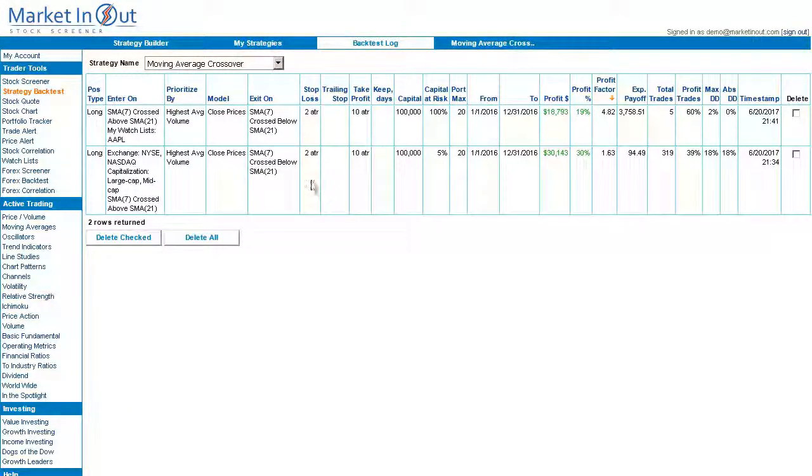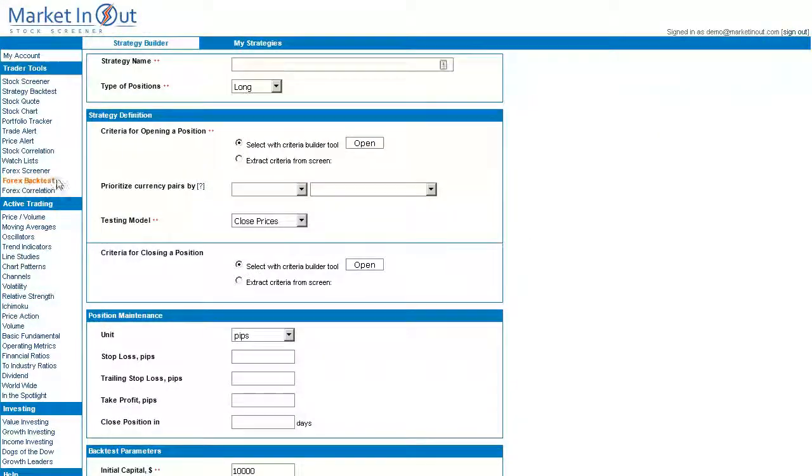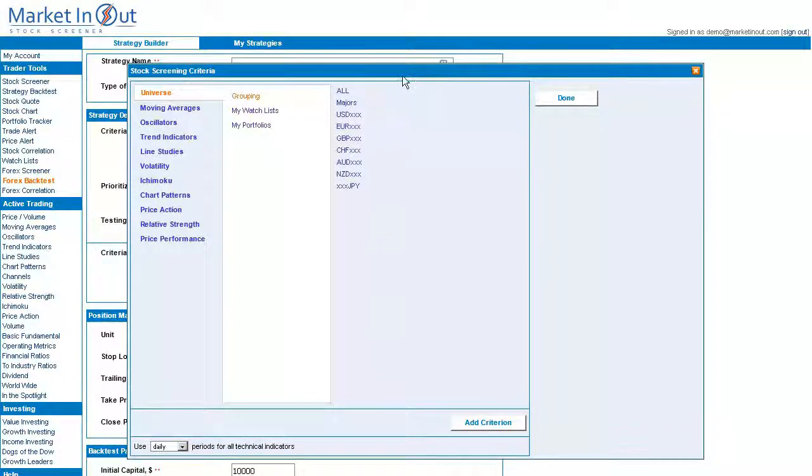For those who trade currency pairs and want to backtest their trading strategies on Forex, Market In-Out provides a Forex strategy backtester tool. This tool has a very similar user interface and is adjusted to Forex specifics.